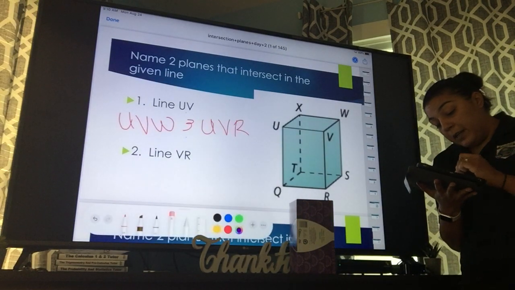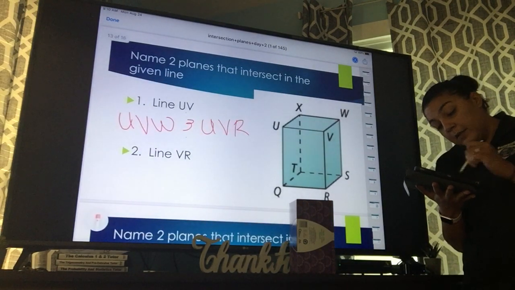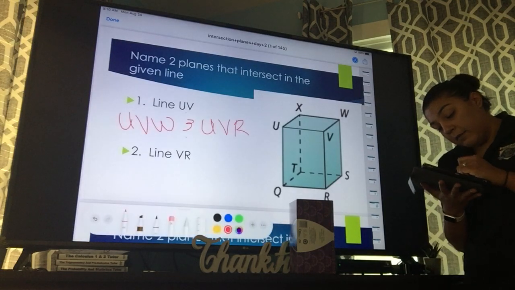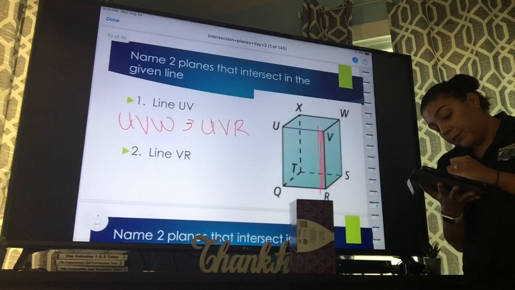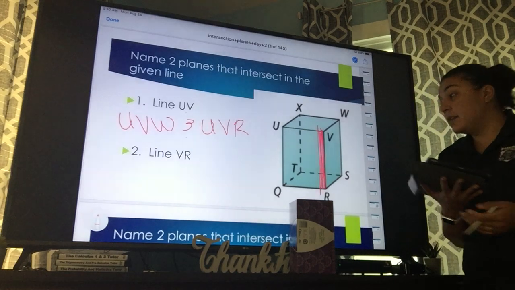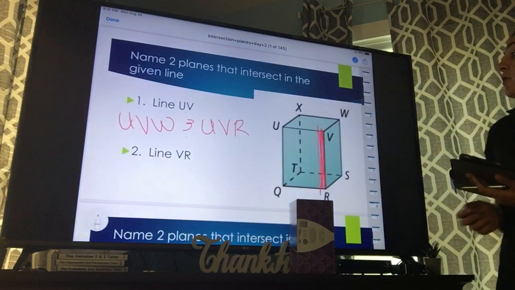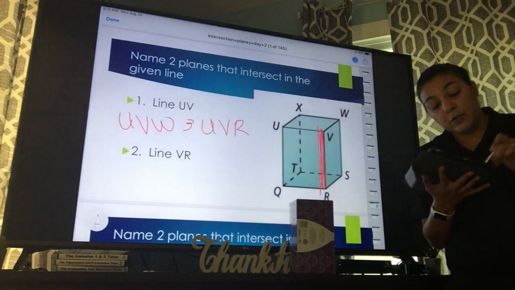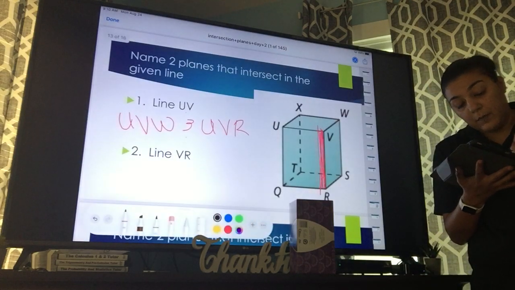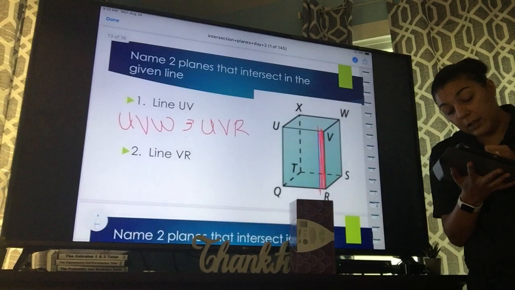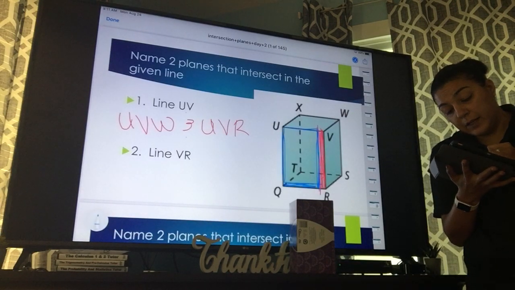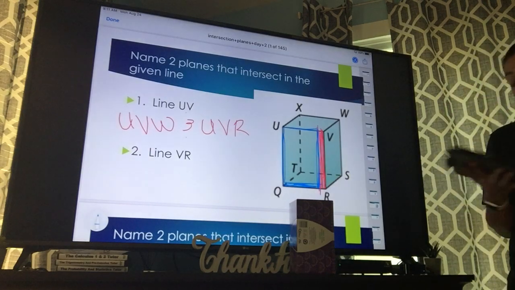Okay, the line VR. So here's our line VR. We need something that is touching this edge. We need two planes that are touching that edge. So we got a line right here, obviously. And here's one plane. It's touching the edge. The blue is touching the red.